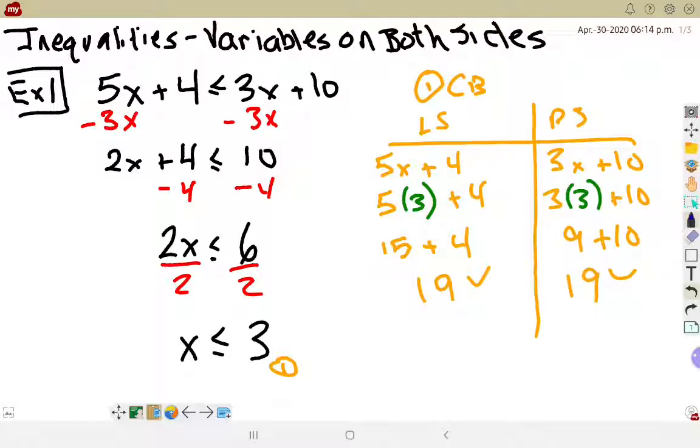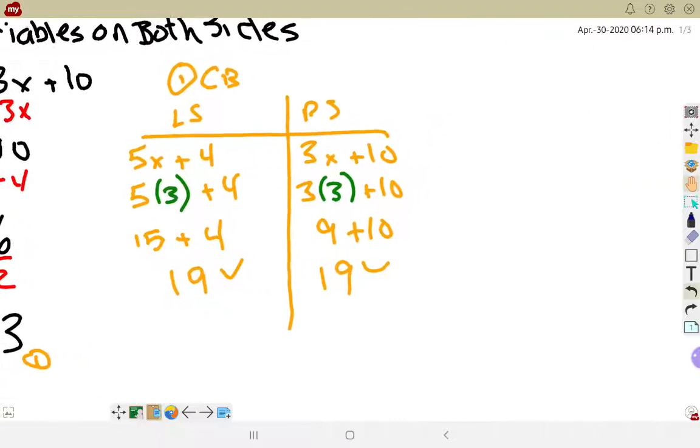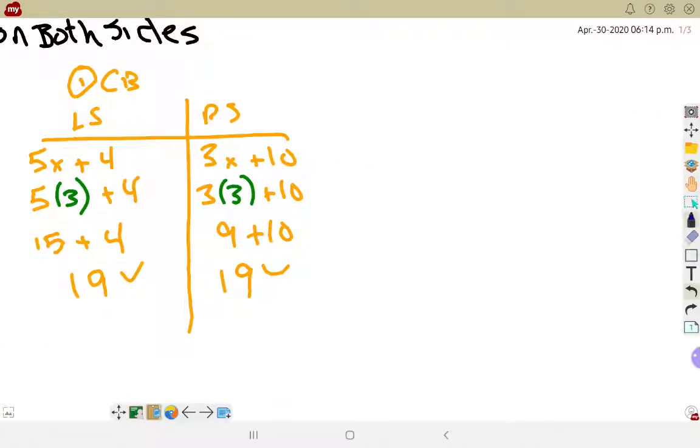The second thing we have to check is to make sure that the inequality symbol is facing the right way. We're saying that all the values that are smaller than 3 should work. So I'm going to test one of those values. We said x should be smaller than or equal to 3, so let's pick something smaller than 3. I'll try 1. Usually I pick 0, but let's try 1 to do something different.